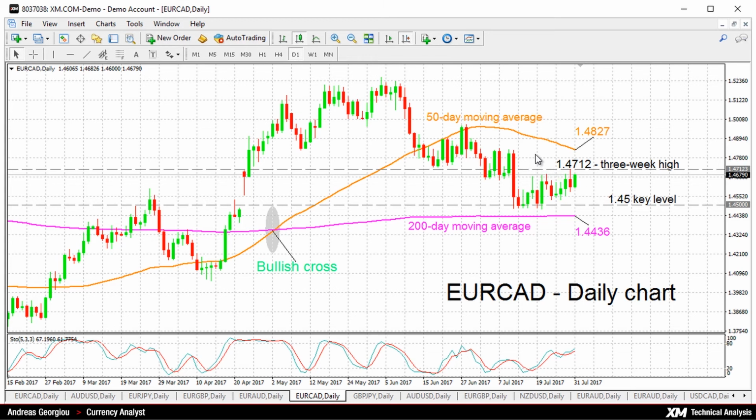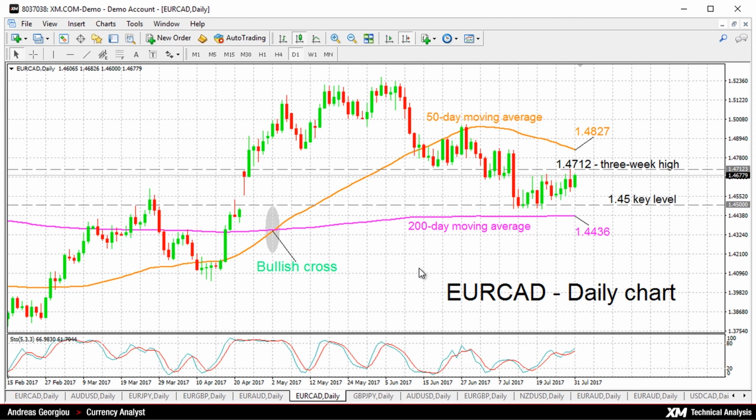Further up, the current level of the 50-day moving average of 1.4827 could act as an additional barrier to the upside. If on the other hand the price declines, the area around the 1.45 level could provide support. Notice that this was a rather congested area recently, while further down the current level of the 200-day moving average at 1.4436 is expected to provide additional support.